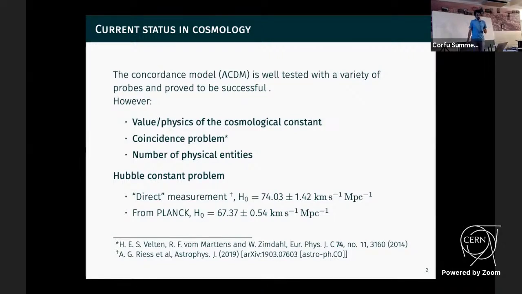Apart from all this, there are some observational tensions or problems, with the most notorious being the Hubble constant problem. What is this? There's a direct measurement of H0, and it's found to be 74 kilometers per second per megaparsec. Now, from Planck, this value, imposing lambda CDM, is about 4.4 sigmas away, and this is an open question.